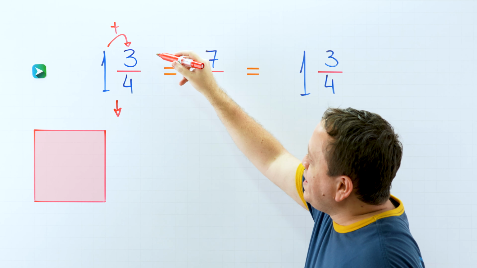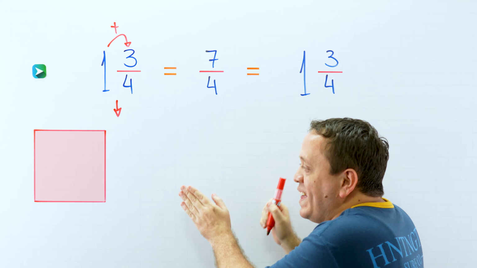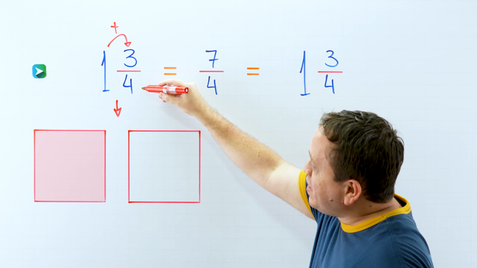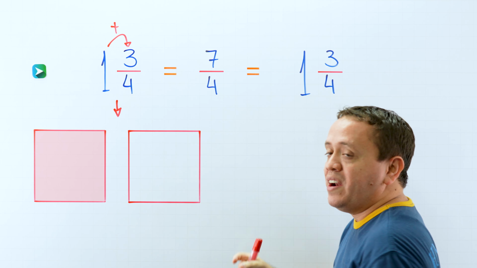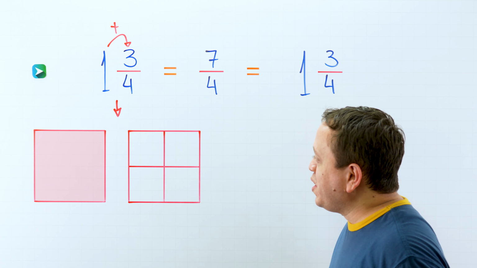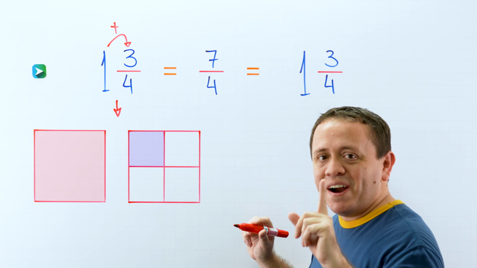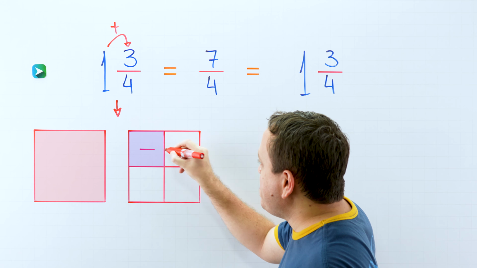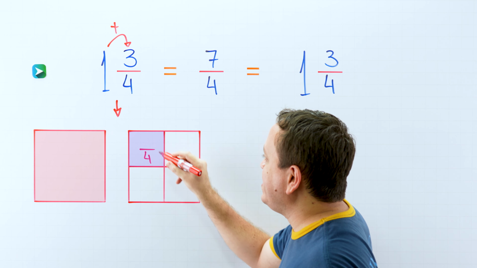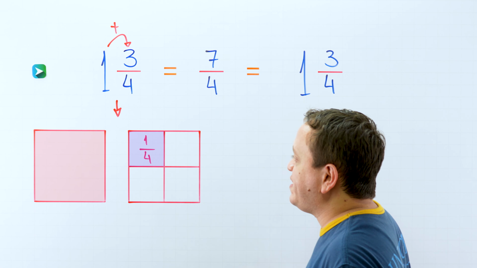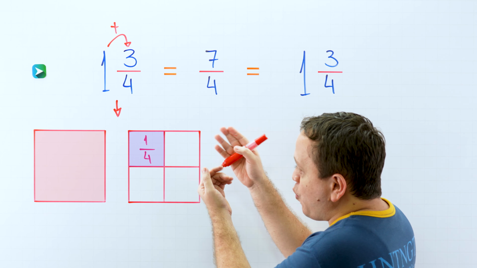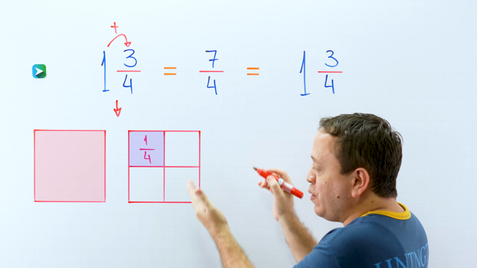Next, we're going to model 3/4, so we're going to draw an identical square. Since the denominator is 4, we're going to divide this square into 4 equal parts. And now we're going to take one part, only one part. As you can see, we have divided this square into 4 equal parts, and we took one of those parts. Therefore, this part represents 1/4 of a whole, or 1/4 of the square.